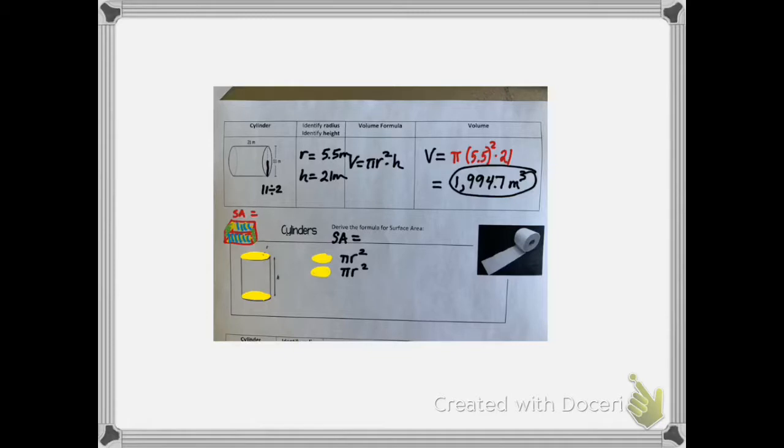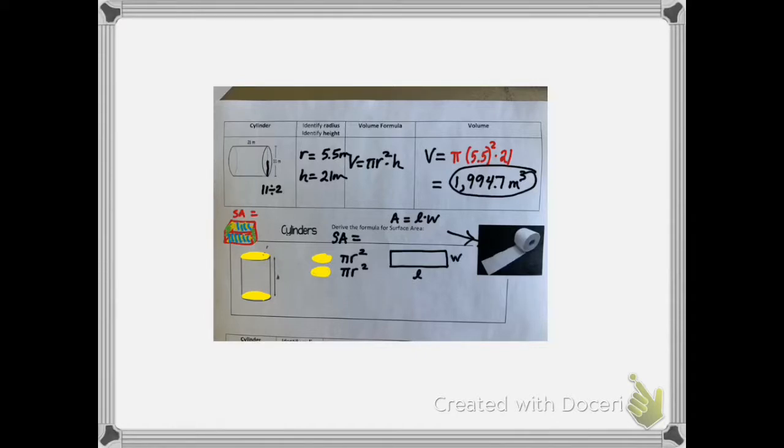And then if you actually unravel a toilet paper roll, what happens when you unravel it? Well, you get a rectangle, right? When you unravel and grab a piece of toilet paper. So how do I find the area of a rectangle? For a rectangle, the area is length times width. So I'm going to call this the length and width. However, I'm going to replace each of those with different variables.